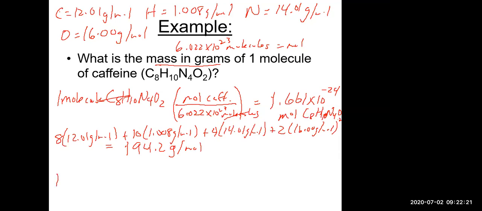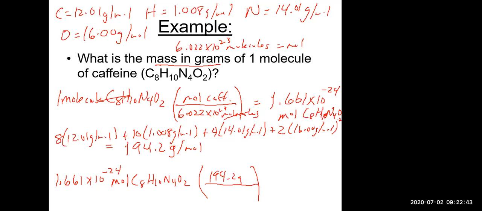So continuing on with our calculation, now that we have the conversion factor that we need, we're going to take our 1.661 times 10 to the minus 24 moles of our caffeine. We're going to now multiply by the molar mass. So the grams are going to go on top. The moles will cancel. And we will end up with 3.225 times 10 to the minus 22 grams of caffeine here. So one individual molecule of caffeine has a mass of 3.225 times 10 to the minus 22 grams. Very small number, which is what we would expect from one individual molecule.